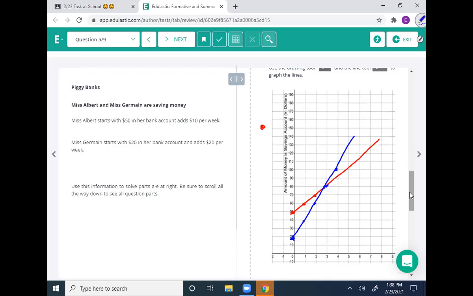Okay? So then if we look at, I'm not going to scroll it because I want to keep this graph here. If we look at question number 4, E, after 4 weeks, who will have more money in their account? It's going to be me, Miss Jermaine. We're going to do E, Miss Jermaine.